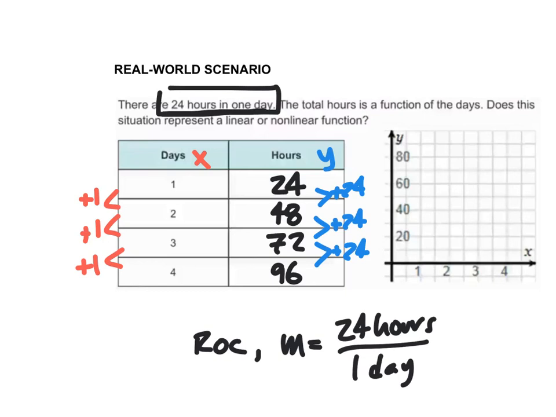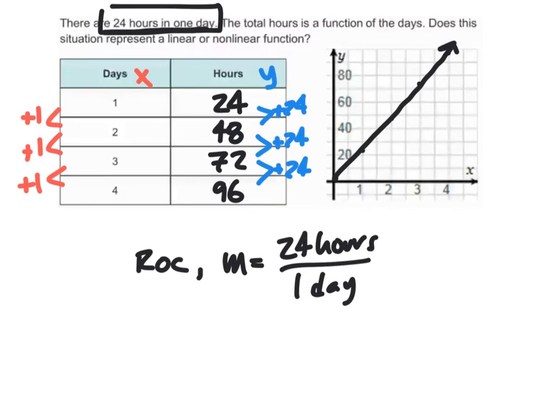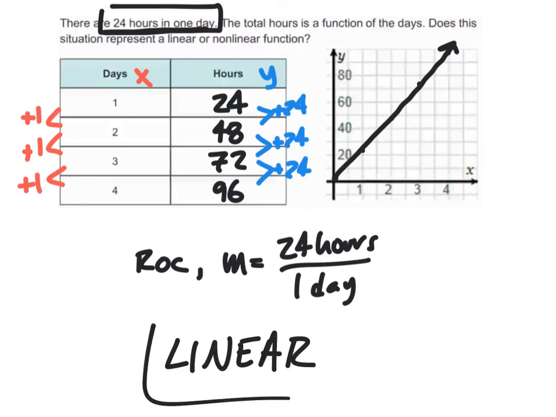So let's plot these points on a graph. So (1, 24), (2, 48), (3, 72), (4, 96), all right, and we get this linear relationship that shows that we have a line, okay? So this scenario represents a linear model, okay? And that's it, all right?